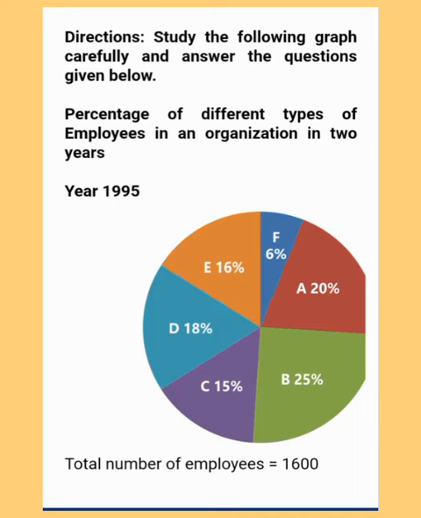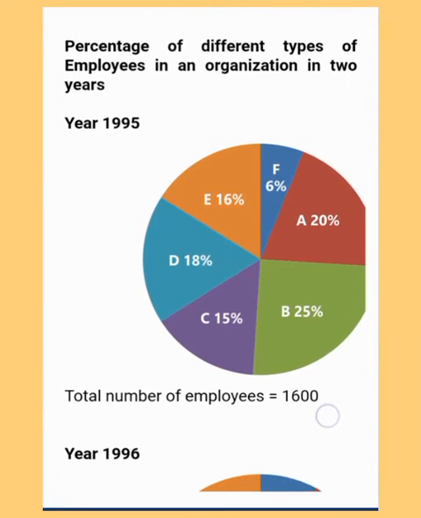The percentage of different types of employees in an organization in 2 years. There are two pie charts. You can draw these two pie charts or you can actually see the figure and answer accordingly. We'll discuss 5 questions, and once we are done with 5 questions, we'll go to the explanation section. So be ready with a pen and paper, try to solve this by pausing the video, and then we'll move to the explanation section. This is year 1995, as you can see, and this is the pie chart.